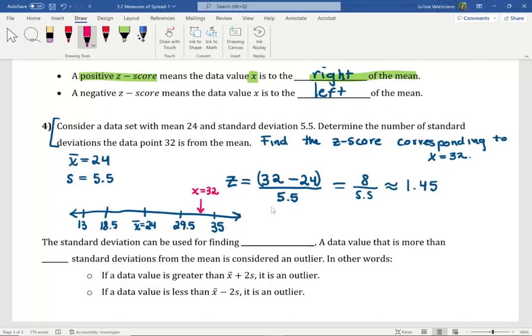which is between 29.5 and 35. I'm just going to go ahead and label it here. The z-score, 1.45, is telling us the number of standard deviations x equal to 32 is away from the mean. And that is what we're seeing on our number line. We are about 1.45 standard deviations away from the mean. If you want to describe how far a data value is from the mean, you can go ahead and use a z-score.